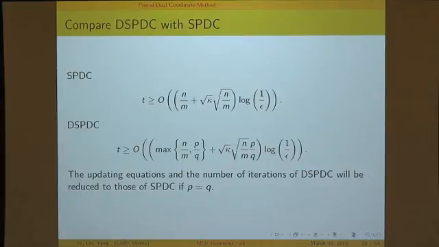But that makes sense because in SPDC they do the full coordinate update, but we just sample. That means we need more iterations to converge to the same epsilon. Okay, so that means in terms of convergence rate, the SPDC is slower than SPDC.